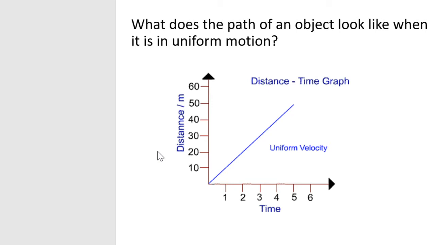Now, next question. What does the path of an object look like when it is in uniform motion? So all of you know, it's very easy. How does the graph of a uniform motion look like? It is always a straight line like this, slant line like this, right? Means equal distances in equal intervals of time. So I hope this requires no explanation. So now we move on to the next question.